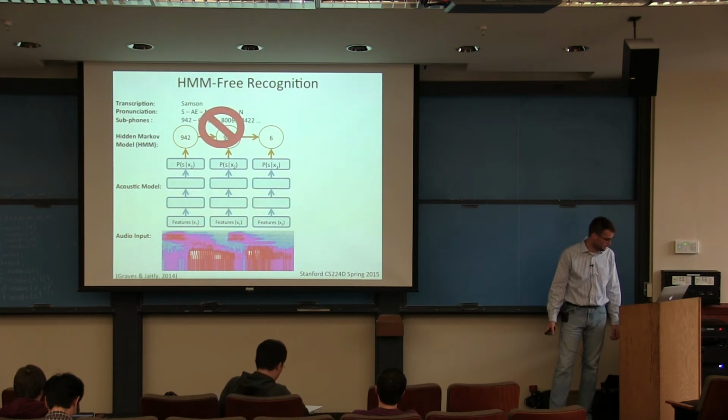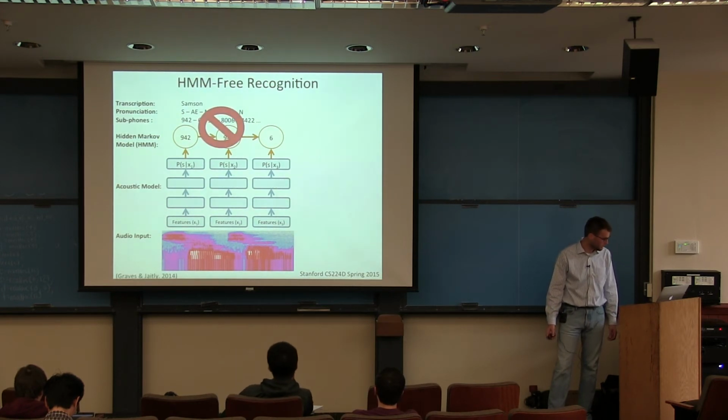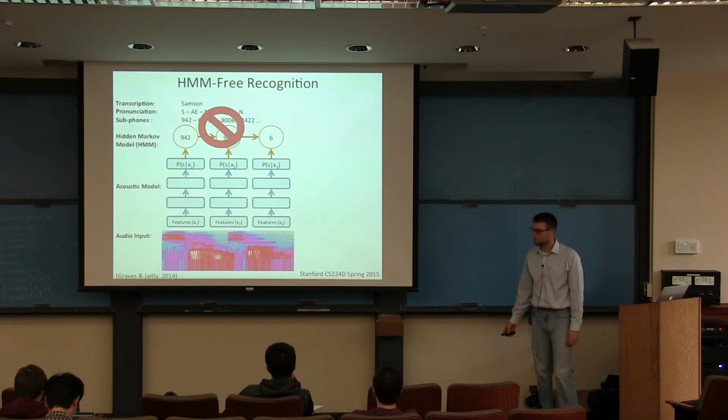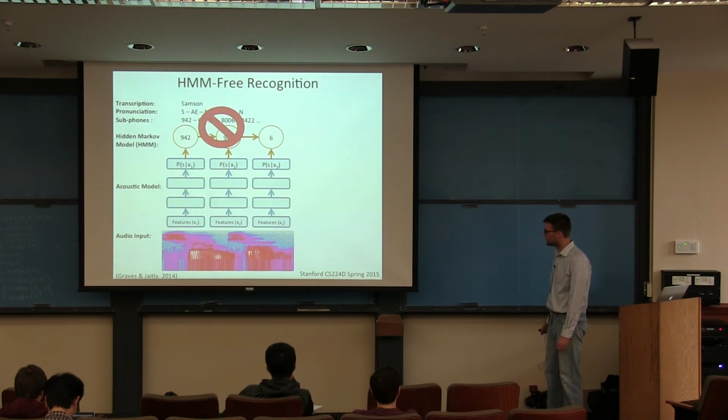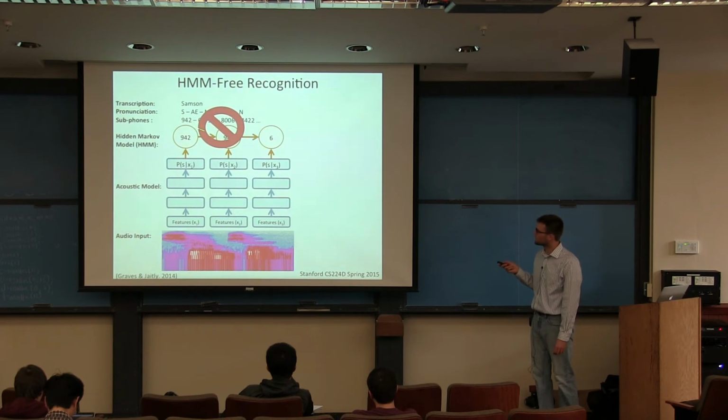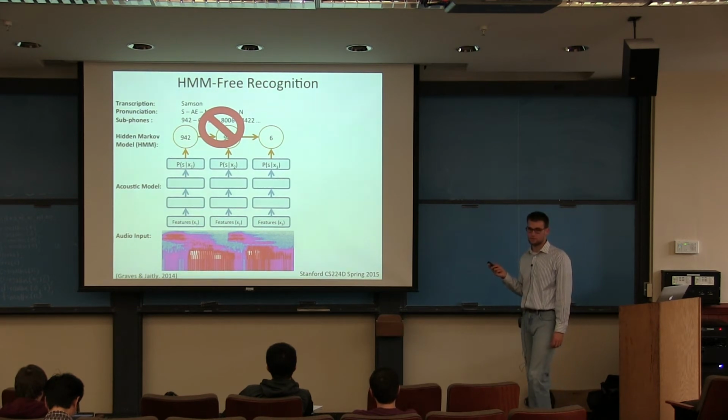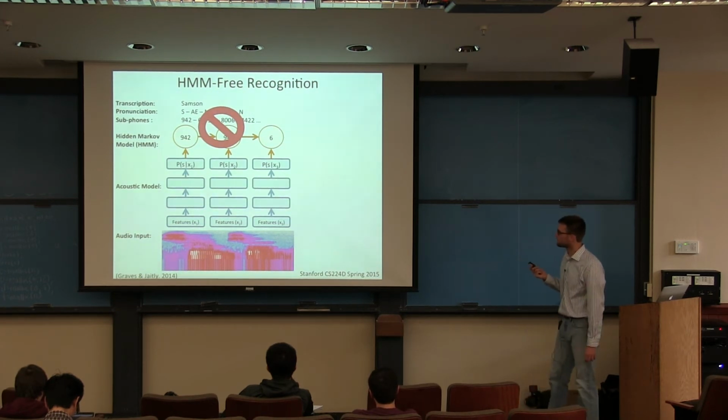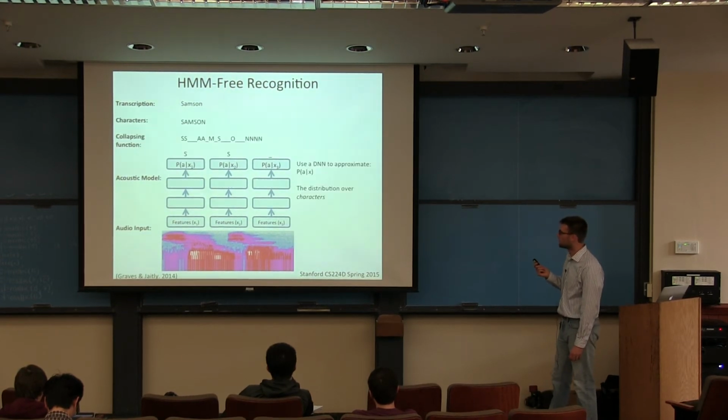So about this time last year, Alex Graves and Navdeep Jaitly proposed something very radically different. They basically just said, we really like neural nets, but we really hate all of this messy infrastructure and all these linguistic assumptions. Let's try to do something where the neural net is just doing it all.